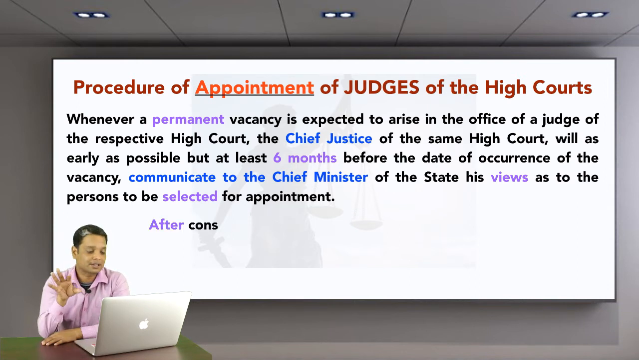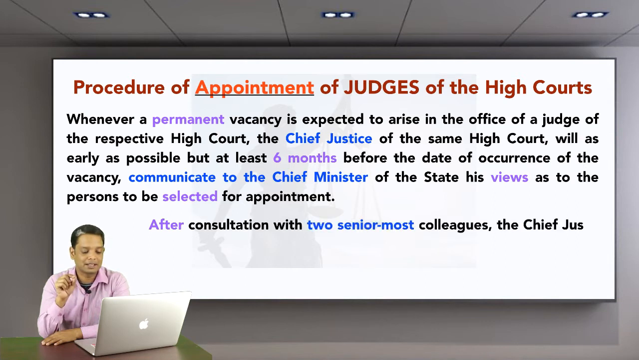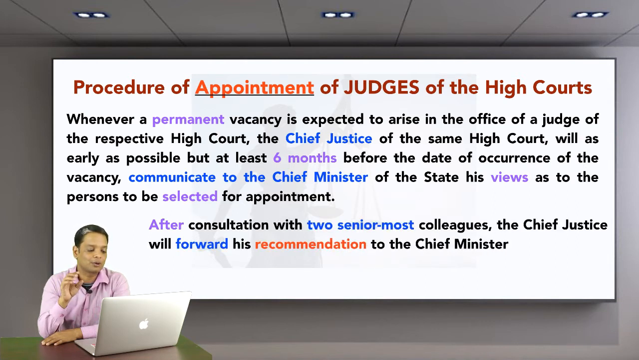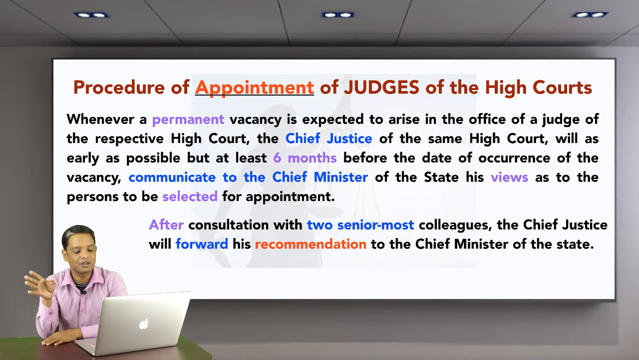Secondly, after consultation with two senior-most colleagues, the Chief Justice will forward his recommendation to the Chief Minister of the state. In the first step, the Chief Justice will inform the Chief Minister, and in the second step, he will take one step further and, after consulting with the two senior-most judges of that High Court, will send the candidate's name, that is, the shortlisted candidate's name.